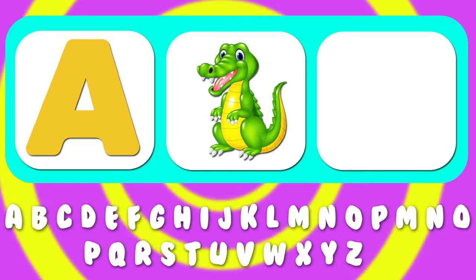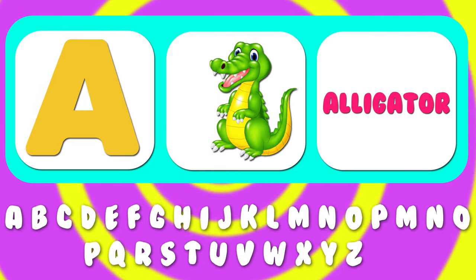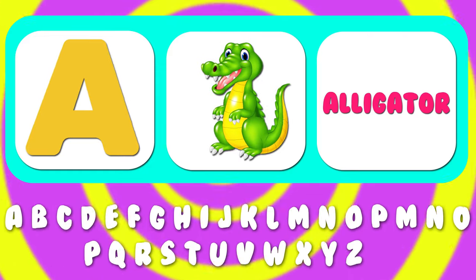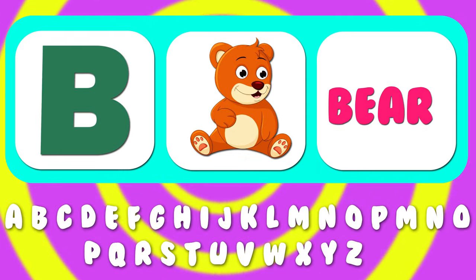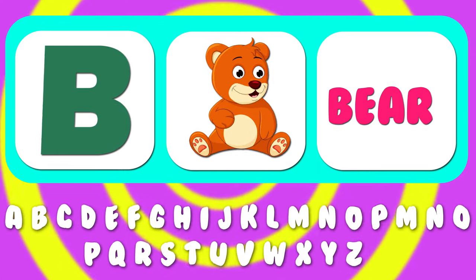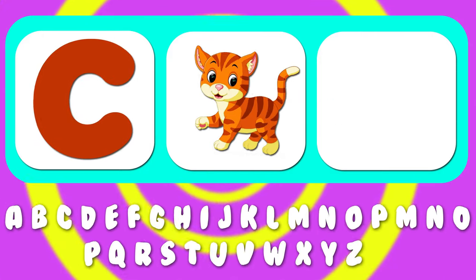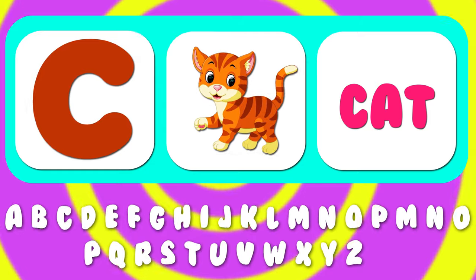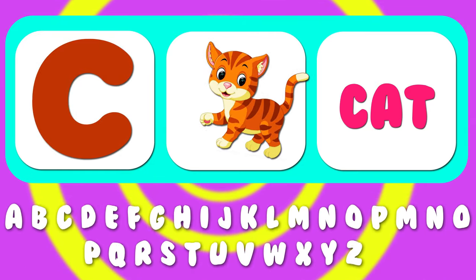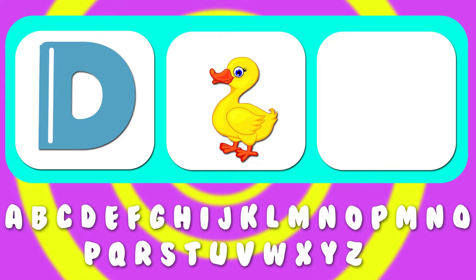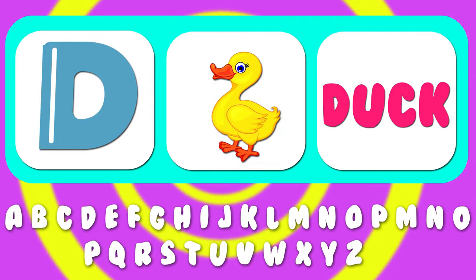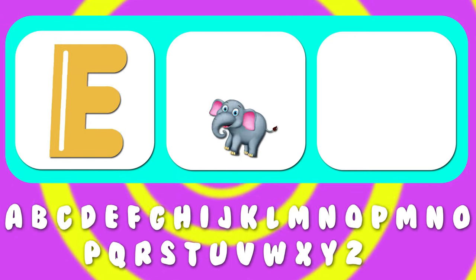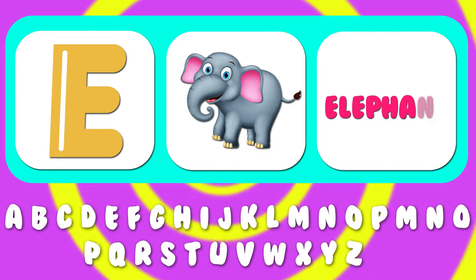A is for alligator, alligator. B is for bear, bear. C is for cat, cat. D is for duck, duck. E is for elephant.